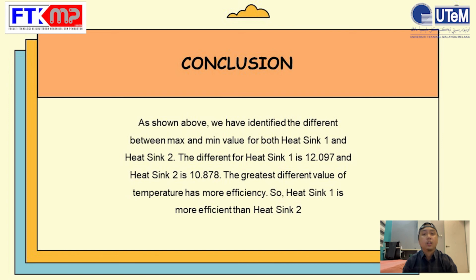So as a conclusion, we have identified the difference between the maximum and minimum temperature values for both heatsink 1 and heatsink 2. The difference for heatsink 1 is 12.097 and for heatsink 2 is 10.878. The greater difference in temperature value means more efficiency. So as a conclusion, heatsink 1 is more efficient than heatsink 2.